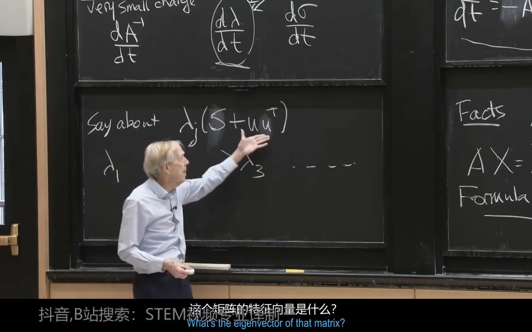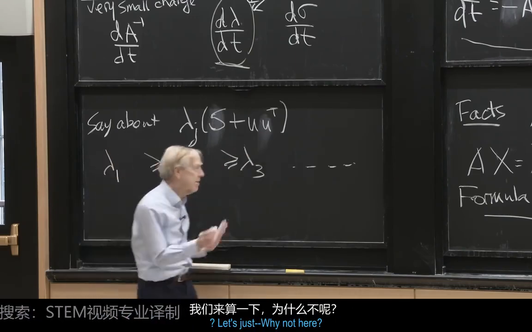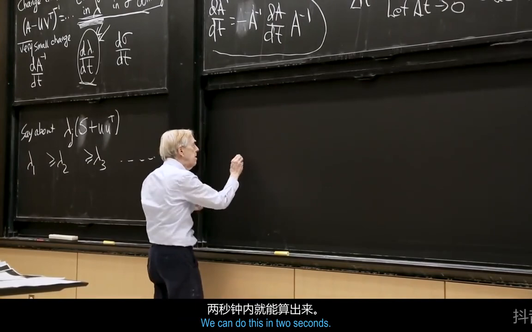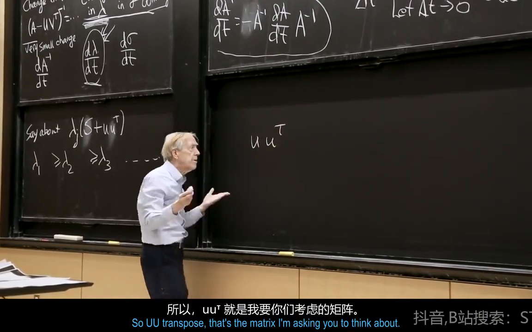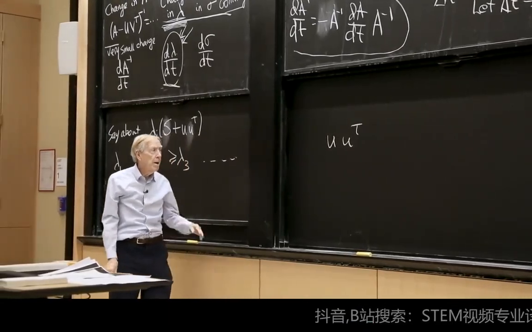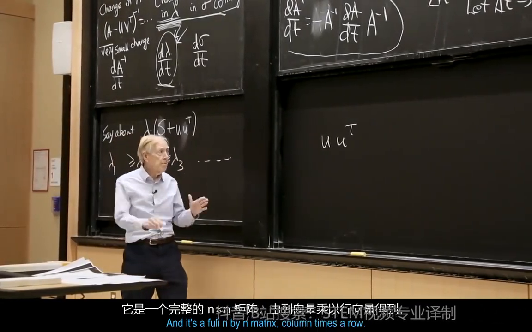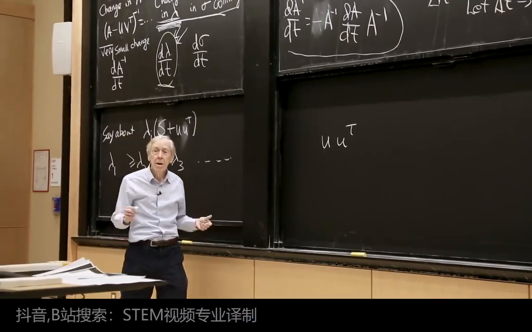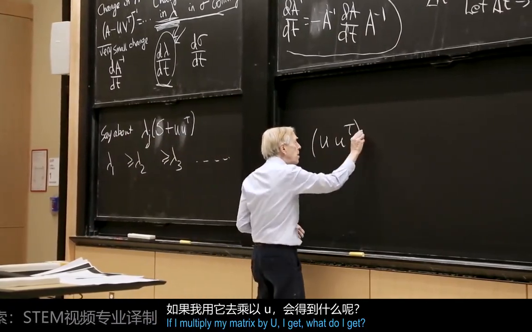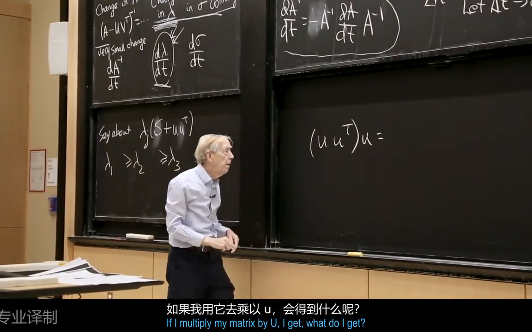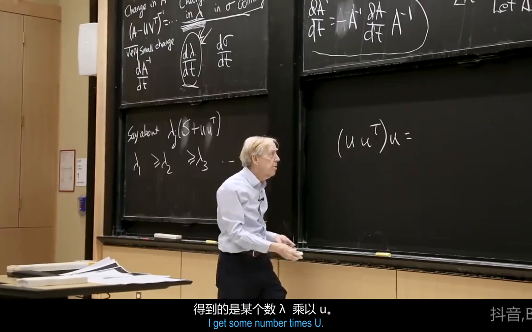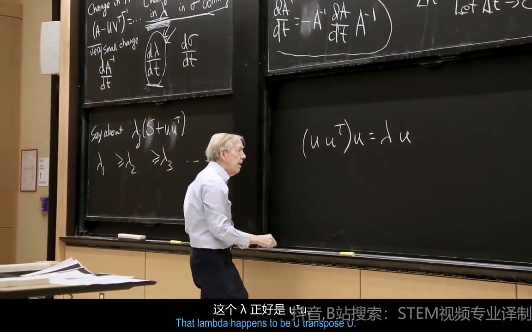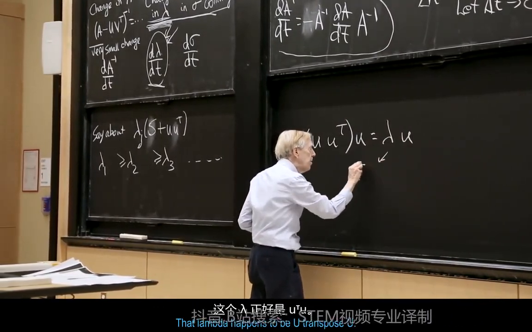What's the eigenvector of that matrix? Yeah, let's just do it here. We can do this in 2 seconds. So UU transpose, that's the matrix I'm asking you to think about. And it's a full n by n matrix, column times a row. Tell me an eigenvector of that matrix. Yes? U. If I multiply my matrix by U, I get some number times U. And what is that number lambda? That lambda happens to be U transpose U.